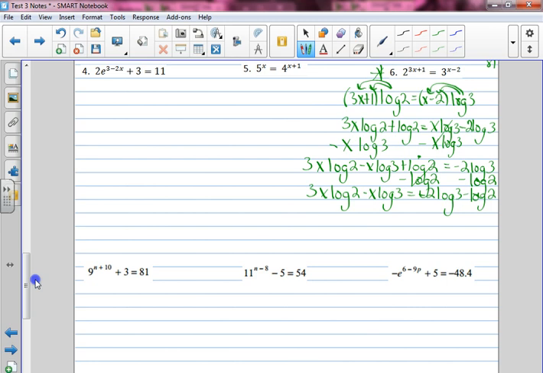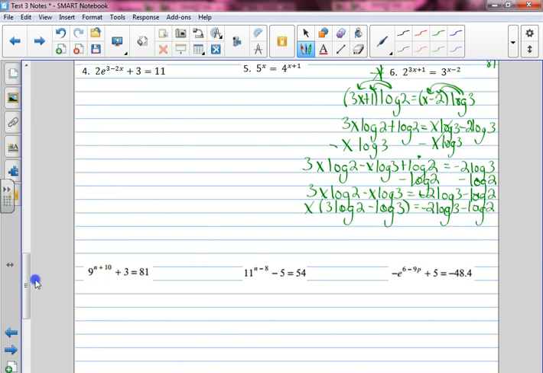Okay, now you can look at the left side of the equal sign, and they share an x. Both of these have an x in it, so I'm going to pull that x out. So it's x times 3 log of 2 minus the log of 3 equals the negative 2 log of 3 minus the log of 2.